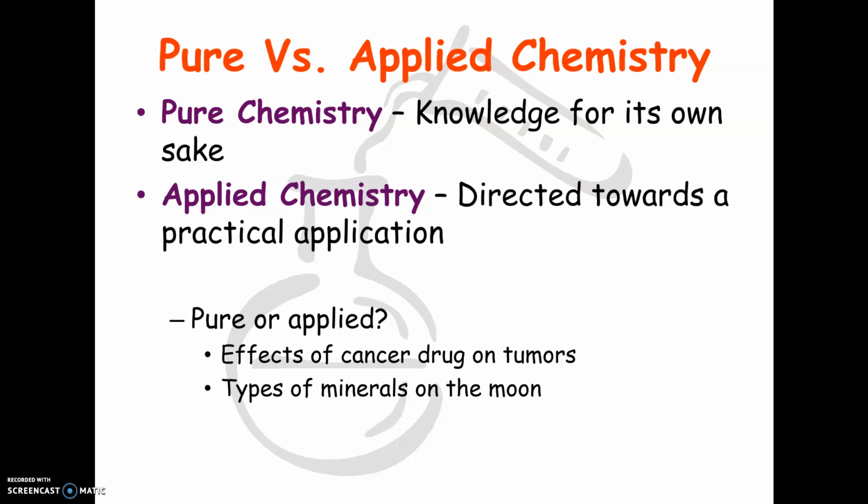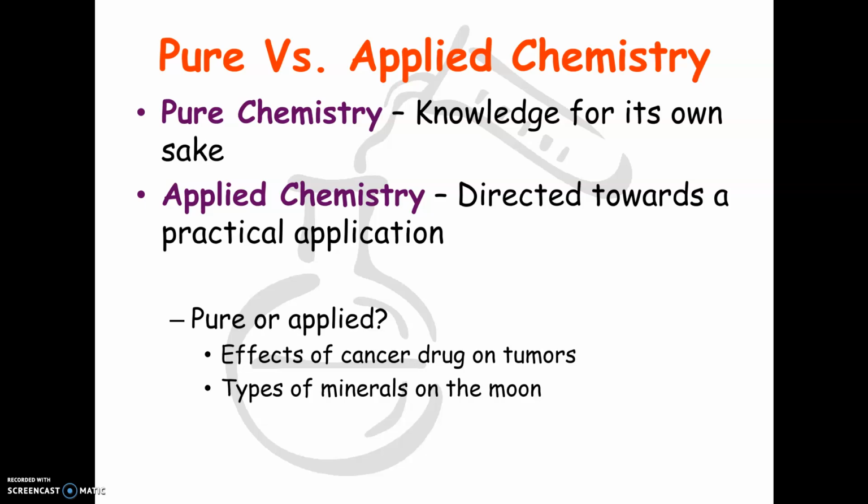So here are two examples. The first one here, effects of a cancer drug on tumors, would be applied chemistry. We are specifically trying to solve a problem. We are trying to treat tumors and cure cancer, and so we are studying this drug and how it works. So this would be applied.